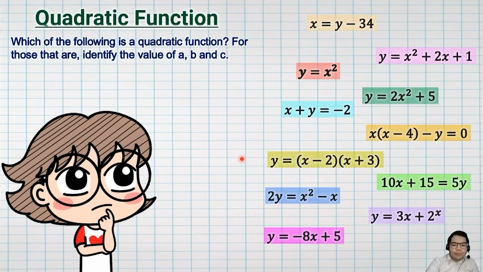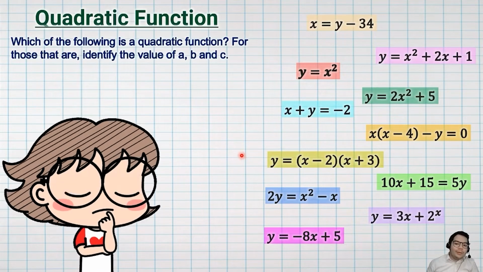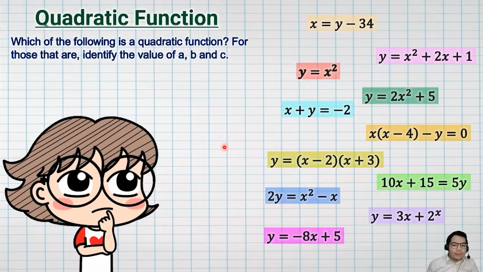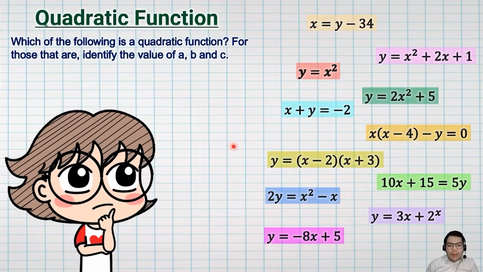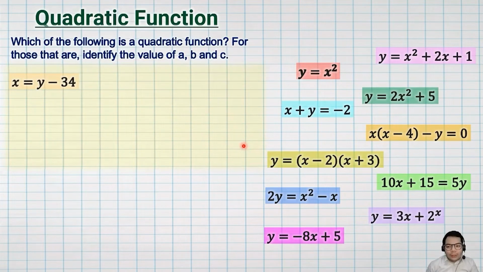So, start tayo. Let's try to have some of these examples. Which of the following is the quadratic function, and for those that are, identify the values of a, b, and c? So identify natin sino-sino dito yung quadratic function. So kung sila ay quadratic function, we'll have to identify the values of a, b, and c. So kailangan natin silang i-reduce sa kanilang general form. So, tingnan natin. So, simplify ko to.